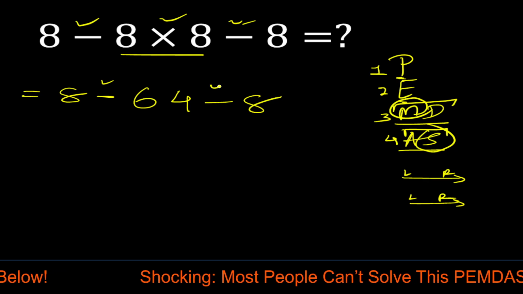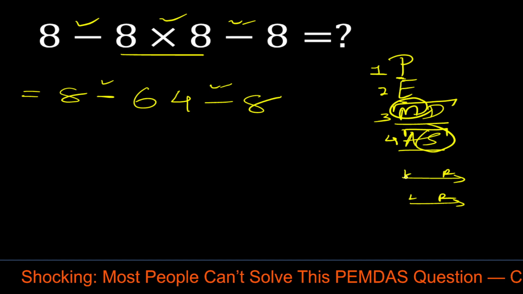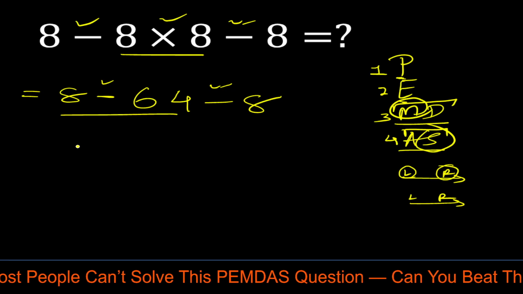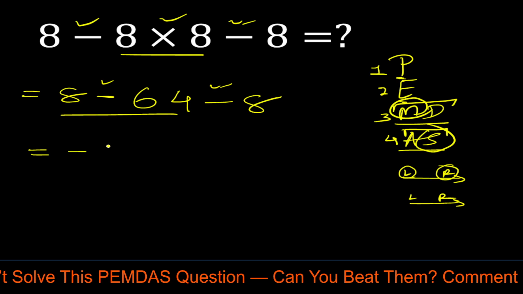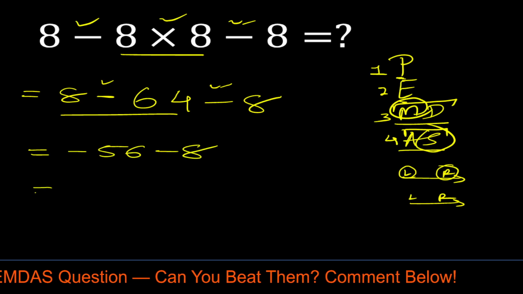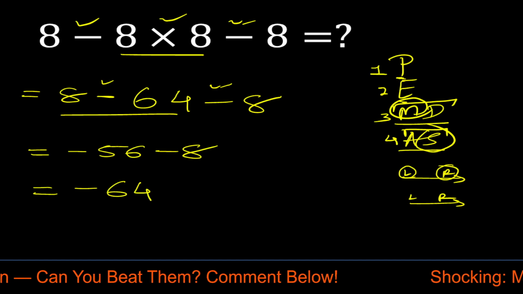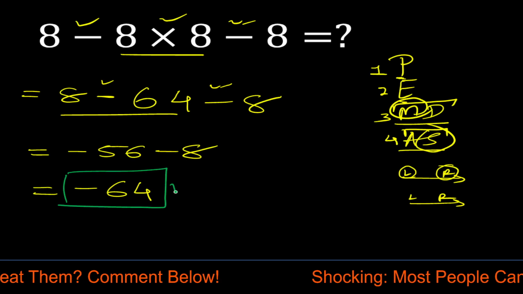Now here we have subtraction and here subtraction, and both have equal priority, so we have to solve it from left to right. So first we have to solve this subtraction, right? So 8 minus 64 is equal to minus 56, minus 8. So minus 56 minus 8 is equal to minus 64, right? So the correct answer is minus 64.